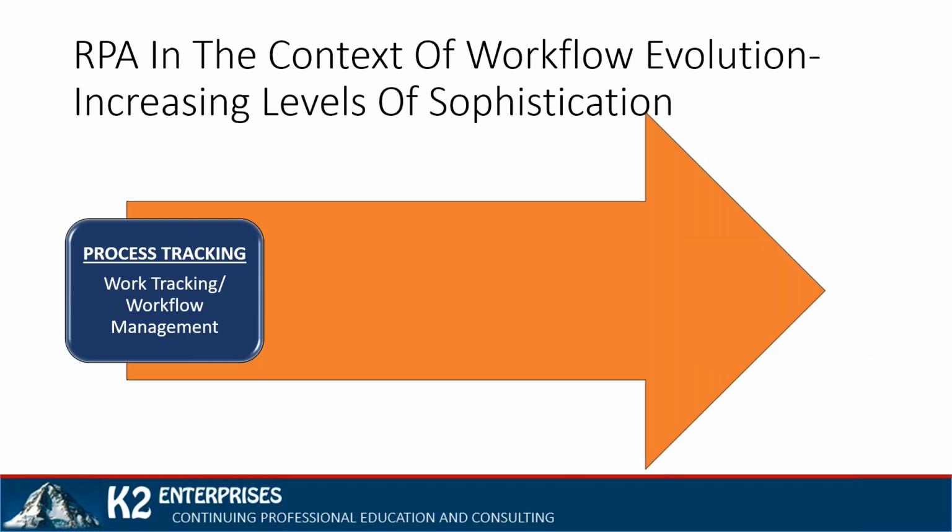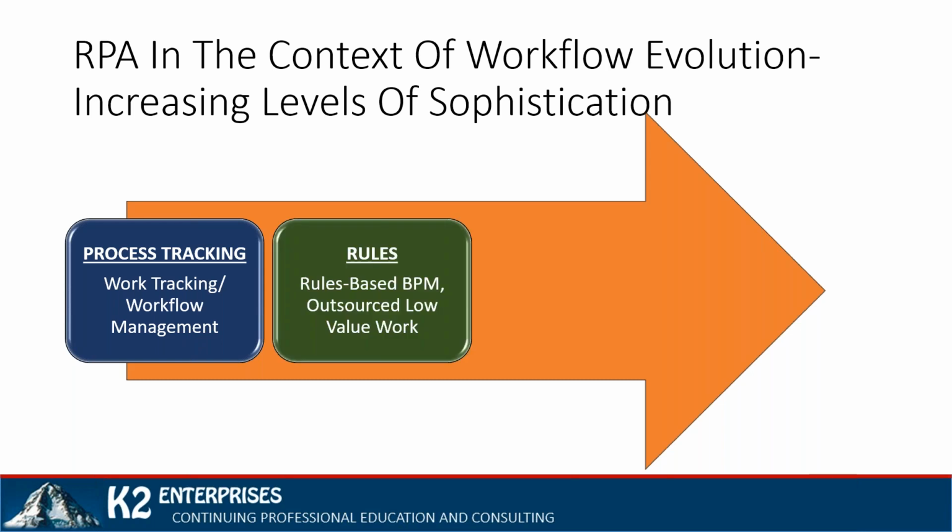Now, as we think about this in the context of workflow evolution, the first step in most of these is to optimize processes and just to digitally track processes. Think of this like UPS package tracking. So we're doing work tracking and workflow management, and with that, we're taking unstructured data like paper to-do lists and turning it into structured data so we can see when we get it done and how long it took, and have all that data in a digital format where we can organize it, analyze it, and describe it statistically.